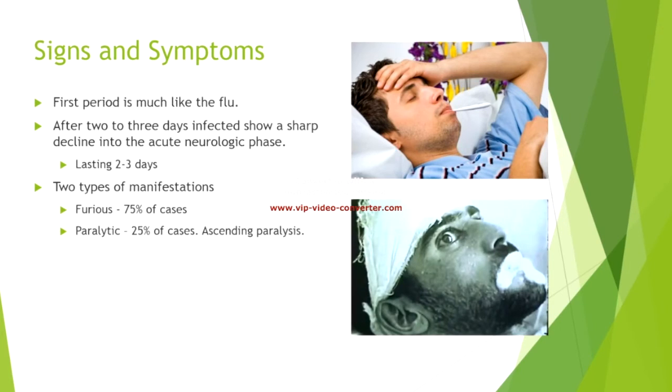In the paralytic manifestation, which is much less common, at 25% of cases, we see an addition of ascending paralysis from the bite site. This is due to the pathway the virus takes during the infection process. This form does take longer to kill, and death will eventually be caused by paralysis of the diaphragm. They just can't breathe anymore.